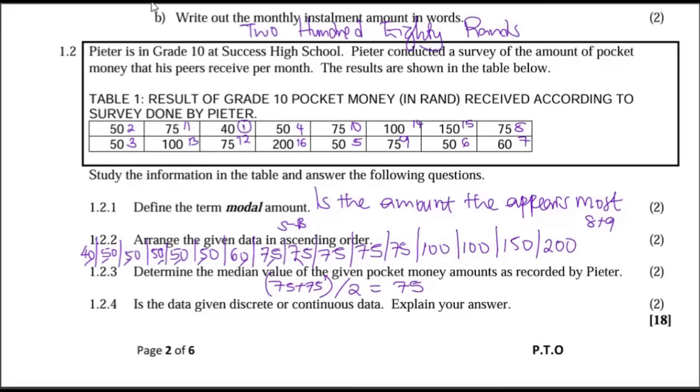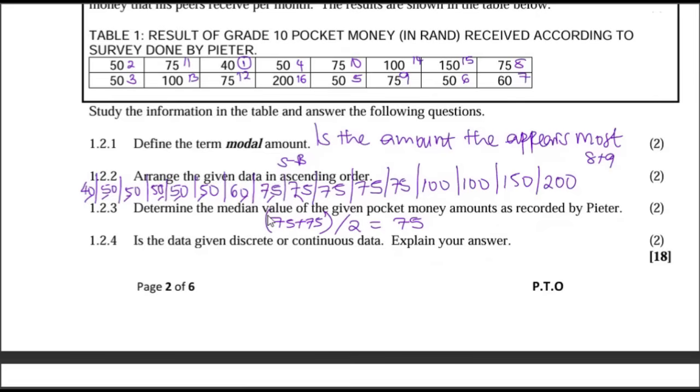They're asking us, is the data discrete or continuous? The data that we have, it's discrete. Why? Because it is countable. It's not measured. The amount of money, we just count the money. We don't measure money. So it's countable.